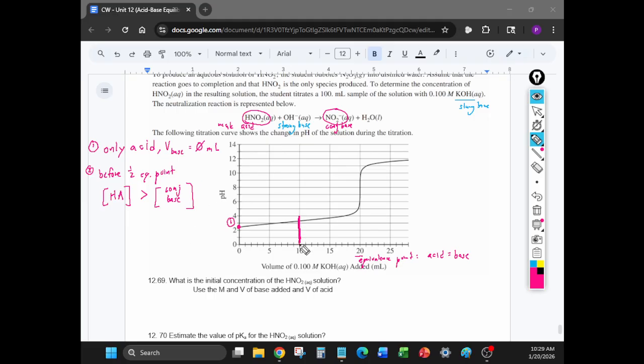But once you get past halfway to equivalence, this will be section 3. So this is going to be after 1/2 equivalence point, until you get to the equivalence point. In this section right here, you're going to actually have more conjugate base than acid. Because what's happening is your acid and base are reacting, and you're making the conjugate base, and most of the acid has been converted to the conjugate base right here. So you're starting to have a shift in the ratio where you have more conjugate base.